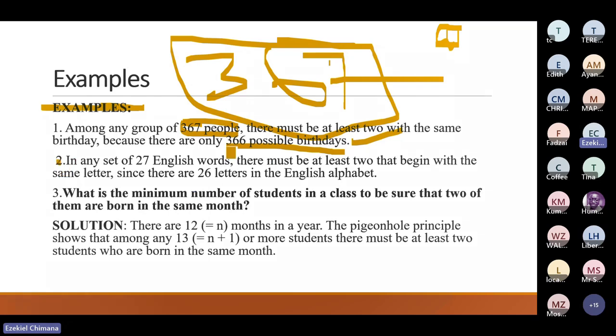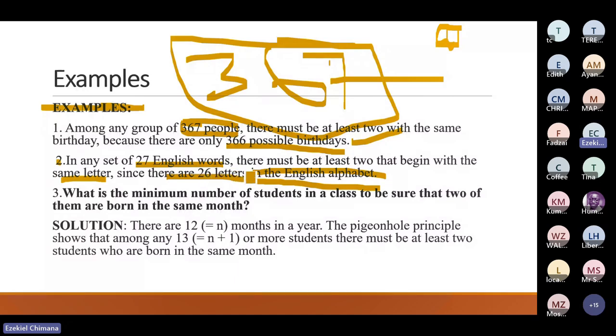Then here there is this one which says in any set of 27 English words, there must be at least 2 that begin with the same letter, since there are 26 letters in the English alphabet, which is A to Z. So if we have 27 English words, we are sure that there will be two words which start with the same letter.